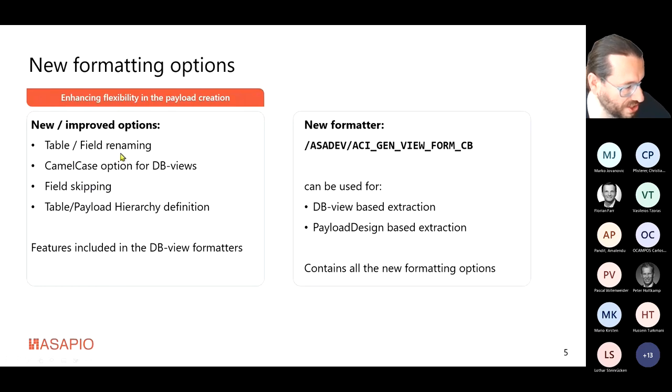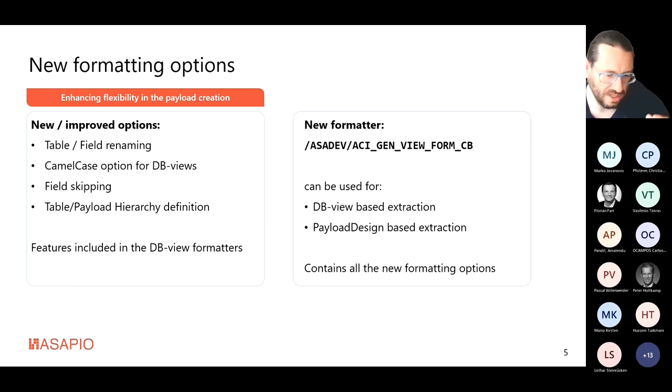You get a new option to skip fields in the payload. Sometimes you have fields like the client field in an SAP table, or other fields that you just need for the joining of the tables, but you don't actually want to output in the payload. You can now skip them when the payload is generated. And you can define how the tables relate to each other and how the hierarchy in the payload should look.